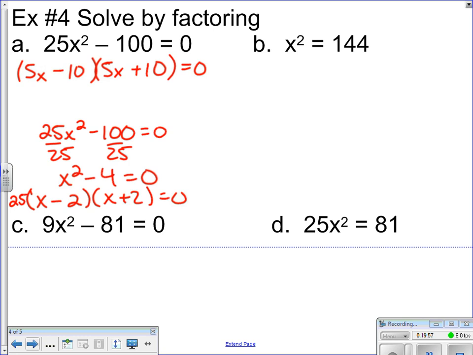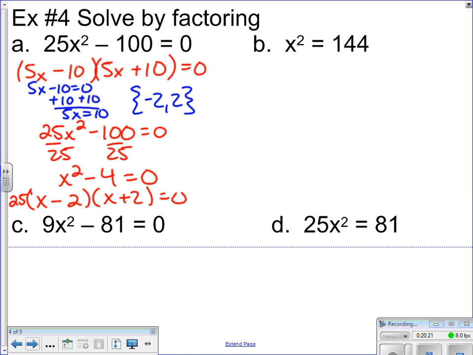Now here you can tell the answer is going to be negative 2 and positive 2. If you had wanted, you could have solved this up here. You could have added 10, and you would have gotten 5x equals 10. You would have divided by 5 and gotten 2. Would have worked on the other side, and you would have also gotten negative 2.